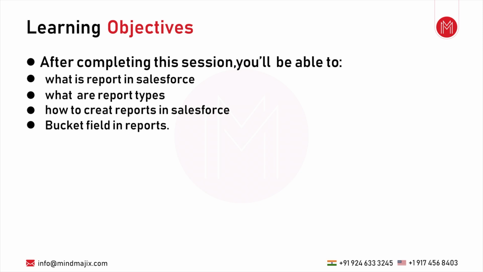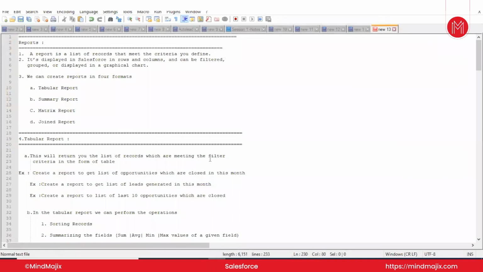So directly we will jump into our notes. Here are the notes which are helpful for you. Here I mentioned what a report is. A report is a list of records that need the criteria to define, okay? Whichever criteria you define will be displayed, so you can visualize it. This is displayed in Salesforce in rows and columns and can be filtered or displayed in a graphical chart, okay?